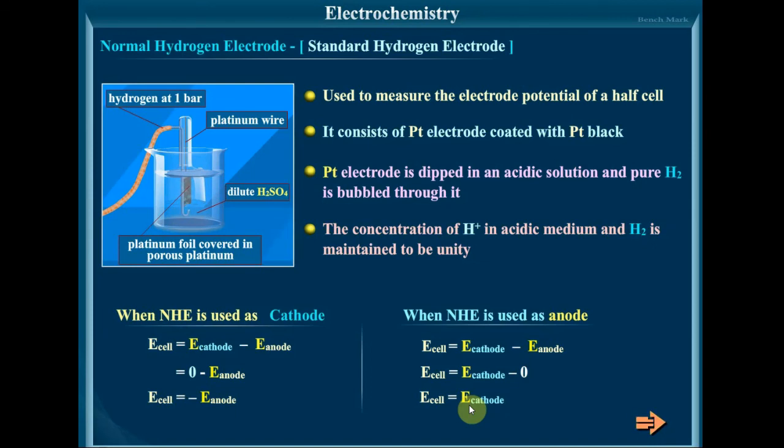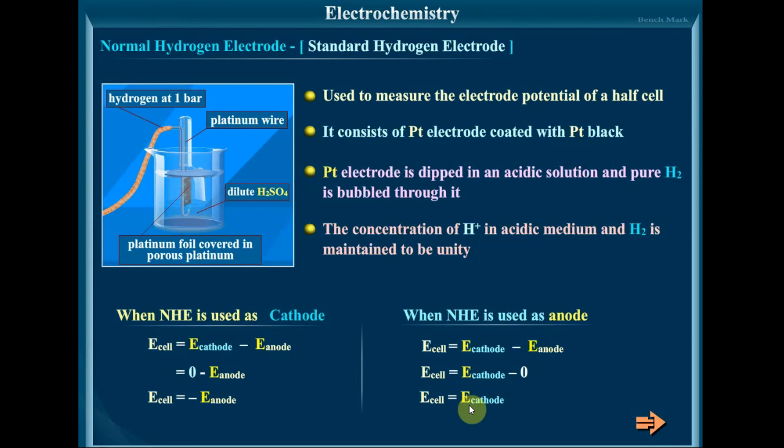Here an example can be taken. We are going to find the standard electrode potential of the zinc electrode. Zinc is dipped in zinc sulfate solution, and we are going to find the electrode potential of this half cell. A zinc electrode containing 1 molar concentration of Zn2 plus ions is connected to SHE.